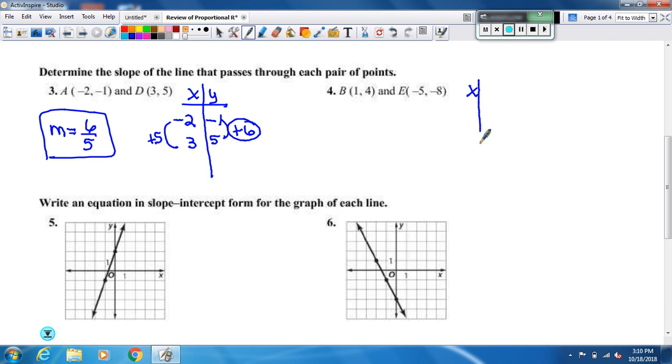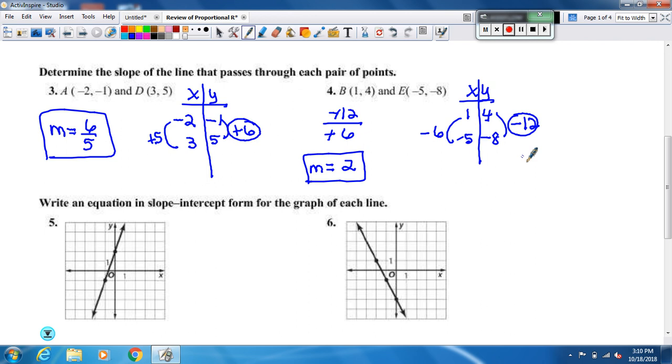Okay, number 4, x and y. 1 is next to 4. 1 is next to 4. -5 is next to -8. Okay, from 4 to -8 is subtracting 12. And from 1 to -5 is subtracting 6. So I have -12 over -6. Negative on top cancels with negative on the bottom. So 12 divided by 6 is 2. So your slope for this one is +2.